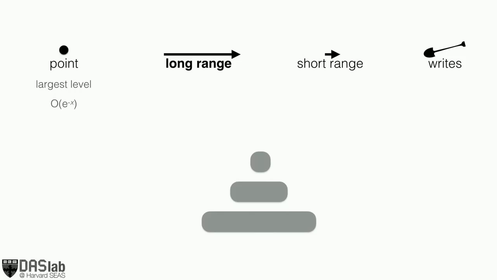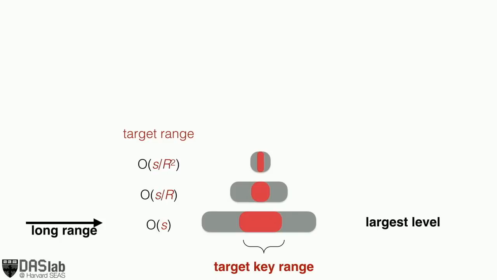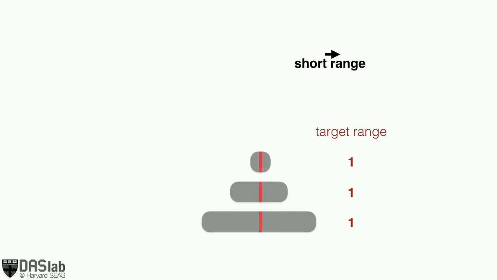Okay. For long range reads, it's sort of the same. For any target key range that you're going to have, the largest level is likely to contain exponentially more entries within that key range because it's exponentially larger. So for long-range reads as well, the scan at the largest level dominates the overall scan cost. For short-range lookups, we actually have to do a single I/O to every run. So in that case, our I/O cost emanates equally from across all levels, and it's equal to the number of levels, so log of N.